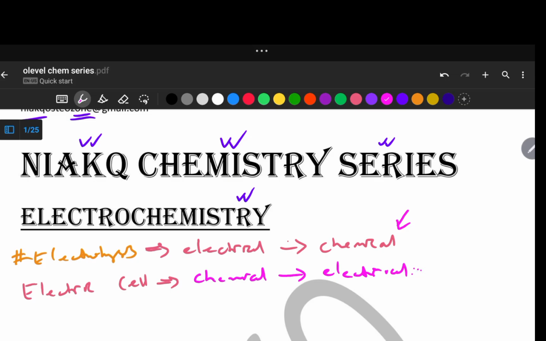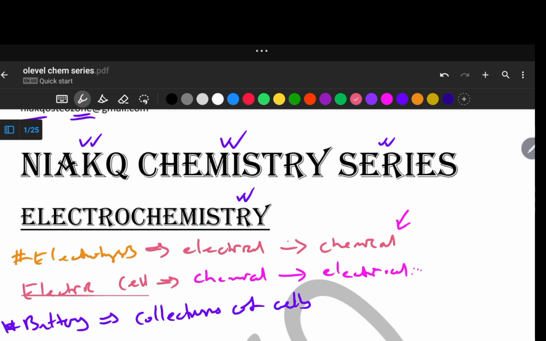So this is the fundamental building block of a battery, which is defined as a collection of cells. So you should be able to define the term battery. Are we together, guys? So this is what you need to know, this is what you need to understand when we are dealing with electric cells.